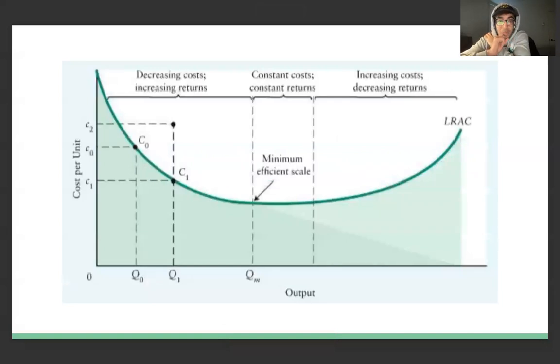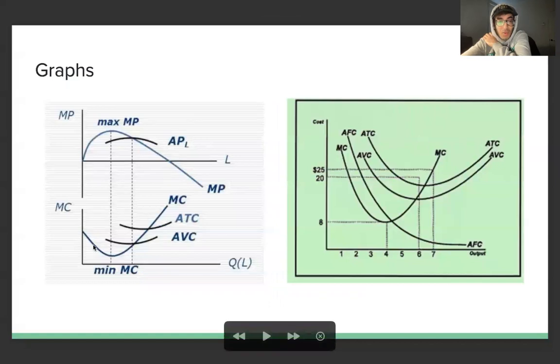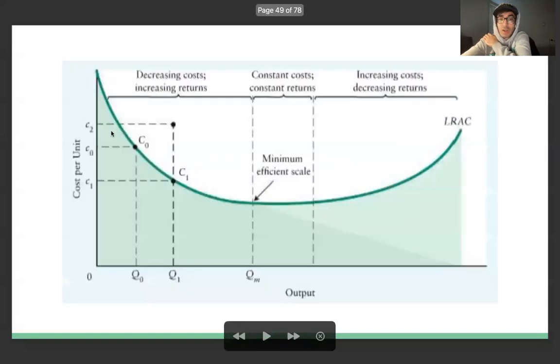Okay, so the three stages are as follows. First, you have decreasing costs and increasing returns. And this is very similar to the short-run graph, where when the cost was decreasing, the marginal product was increasing. So same logic here, just in the long run. Then you have constant returns and constant costs. And the point at which that's achieved for the first time is called the minimum efficient scale. So you can call any point the minimum efficient scale if it exhibits constant costs.